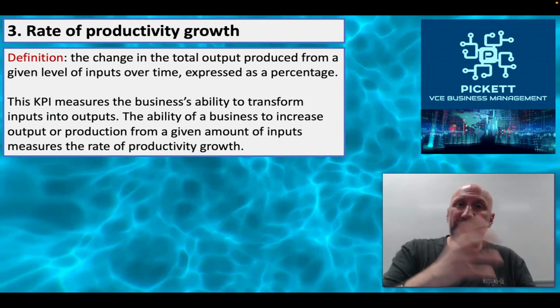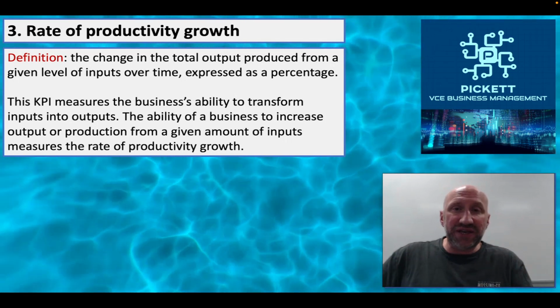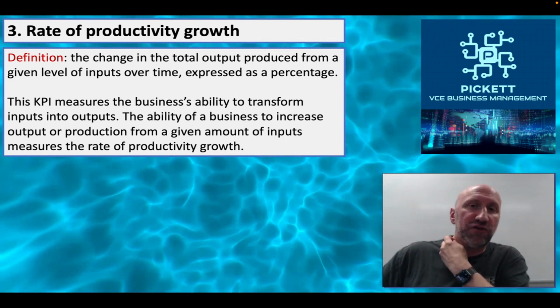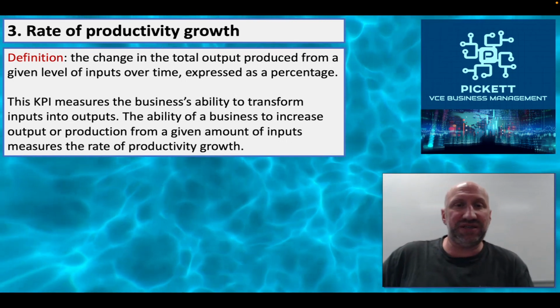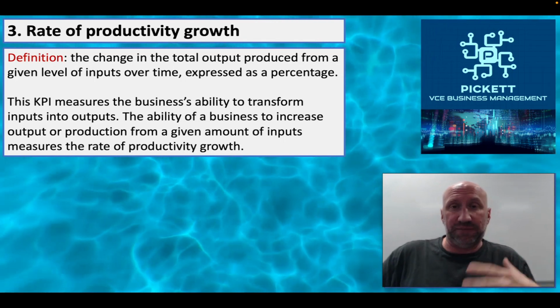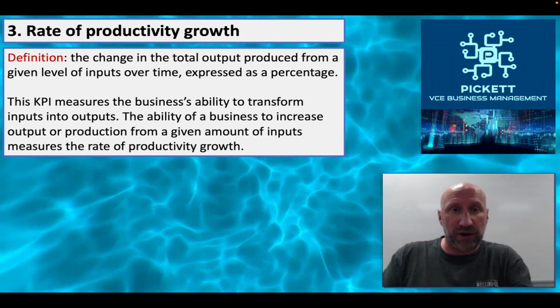Rate of productivity growth. So this now links back to operations management. We talk about productivity. So again, there's your definition: the change in the total output produced from a given level of inputs over time, expressed as a percentage. So this KPI basically measures the business's ability to transform inputs into outputs.